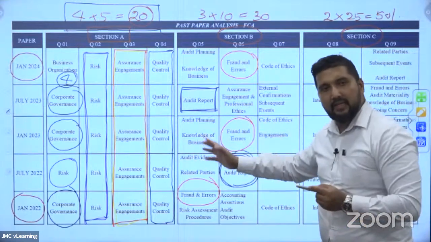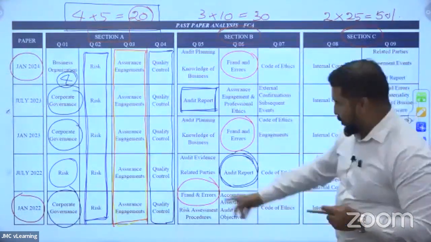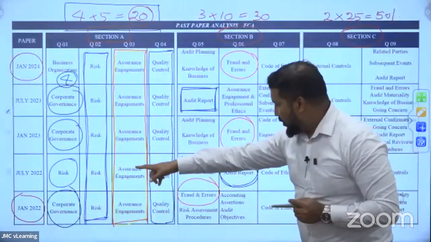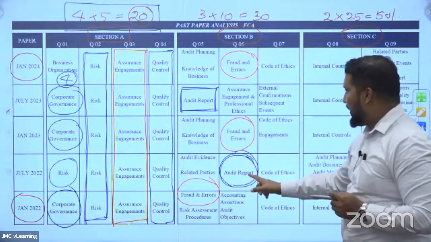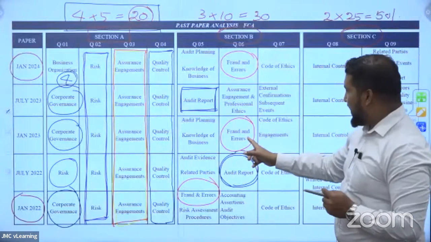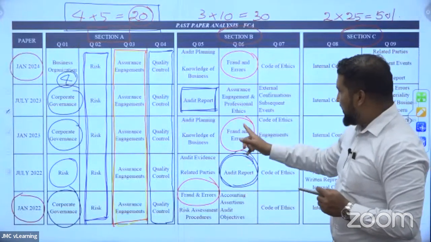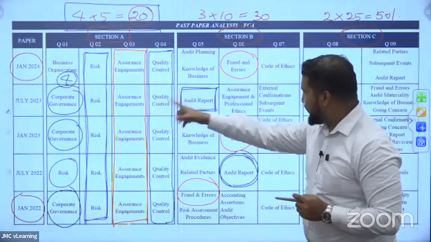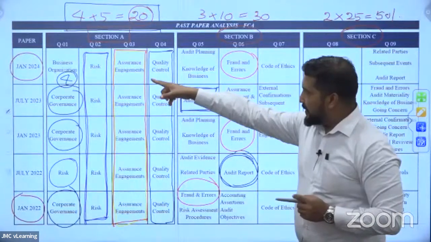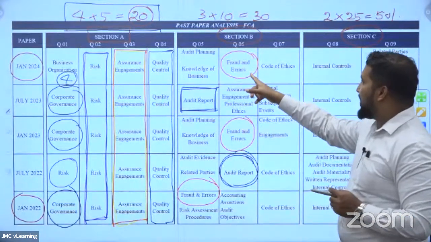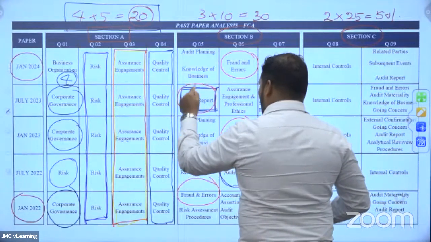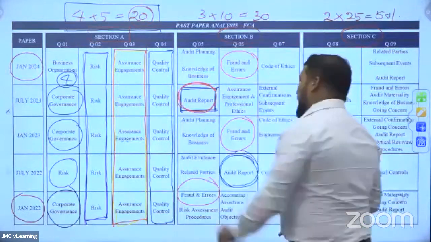මේක ඔයා බැලුවොත් ඔයාලට පොඩි pattern එකක් හොයා ගන්න පුළුවන් paper එකේ. So 2022 January fraud and errors tested. Then 2022 July no fraud and errors, audit report tested. Then again 2023 January fraud and errors tested, no audit report. Then 2023 July no fraud and errors, again audit report tested. Then the previous paper 2024 January, again fraud and error tested, no audit report. So therefore, higher probability is there for the upcoming paper for audit report.